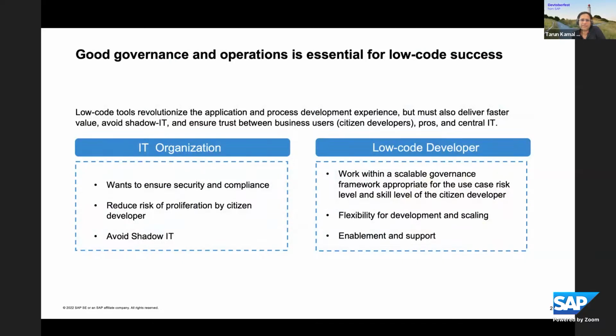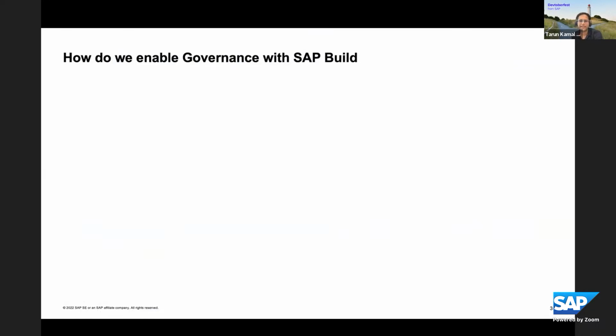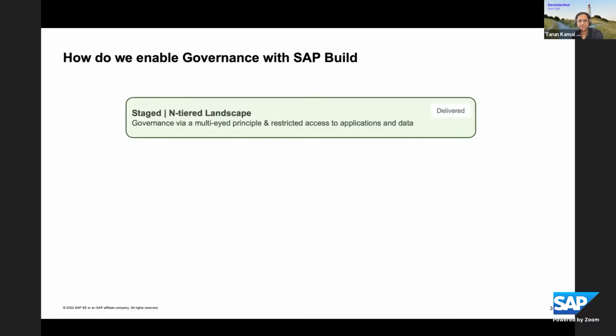So looking at these elements and learning from our experience in the last couple of years, we've looked at how do we address governance broadly, and just want to highlight a few elements that we have delivered and we are working towards. To start off with, we introduced or supported the concept of a stage or an entire landscape. This is nothing new. This has been around for a period of time. But the intent here is that SAP Build now supports such a construct and a concept. And the whole notion here is, you enable governance via a multi-eyed principle.